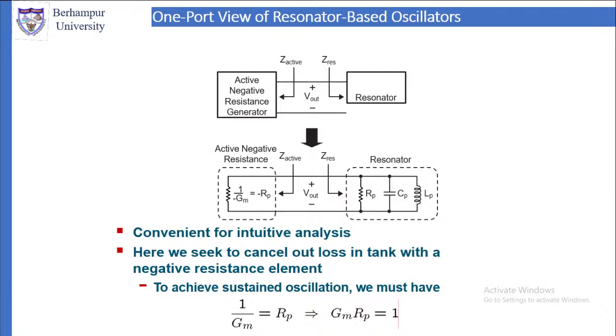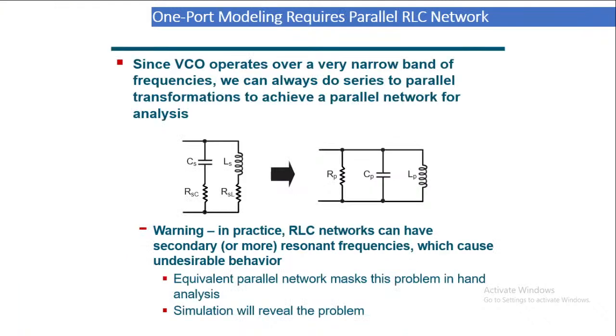So 1 by GM, 1 by conductance is equal to resistance. So 1 by GM should be Rp in amplitude, and they should be opposite in value. So the resistance should be minus Rp, which is equal to minus 1 by GM. So 1 by minus GM is equal to minus Rp. Or you can say 1 by GM is equal to Rp, or GM into Rp is equal to 1. This also establishes the Barkhausen criteria. So from this also you can see the Barkhausen criteria.